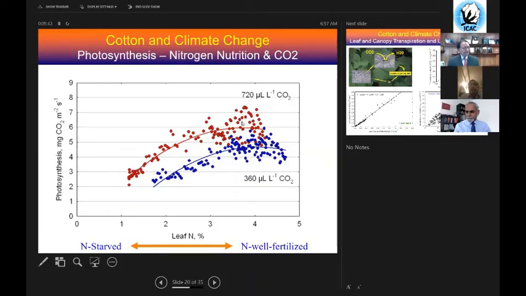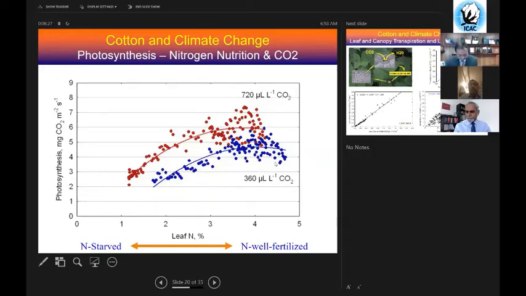leaf nitrogen content and photosynthesis response, you can see that the blue line is the plants grown at ambient CO2 levels, and the red circles and then the line is the plants grown at elevated CO2. A couple of points: the responses are almost similar. Photosynthesis declines with the decrease in leaf nitrogen content, well fertilized here, less well fertilized here. And then if we can increase this potential to a certain extent, say in between these two lines, that will be a greater achievement under changing CO2 condition to a certain extent.